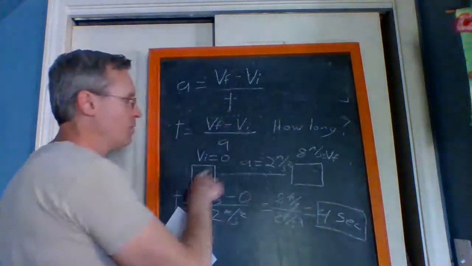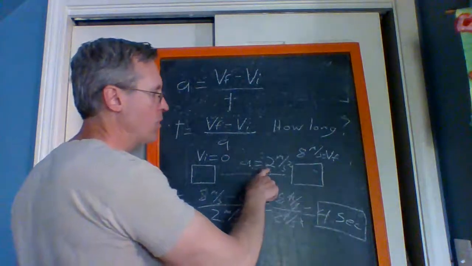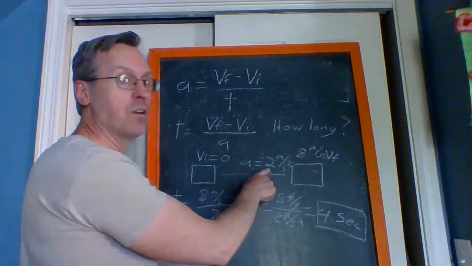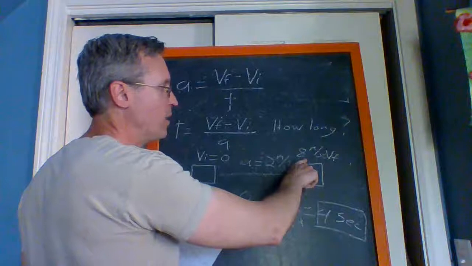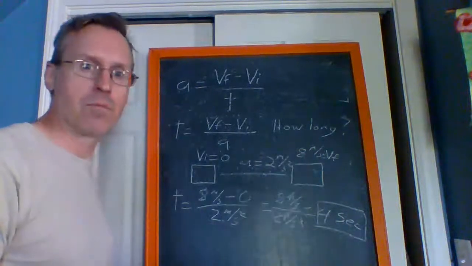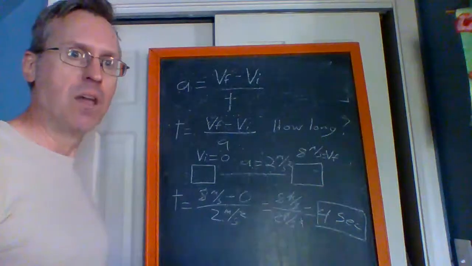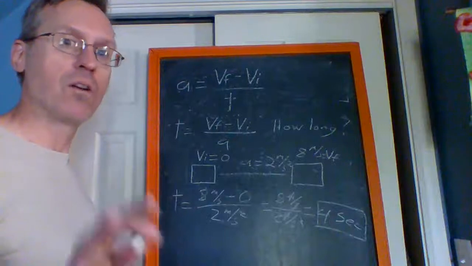So if you're starting from 0, you accelerate at 2 meters per second, you speed up at 2 meters per second every second. It takes you 4 seconds to speed up to 8 meters per second. And that's how I did that. Okay? Again, see me with questions during office hours.